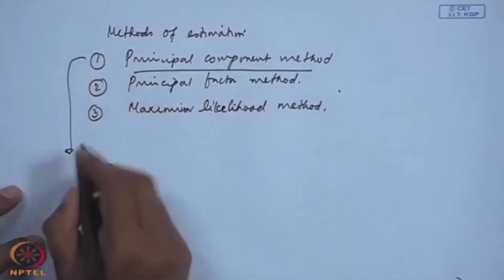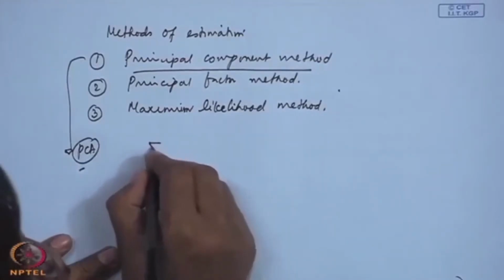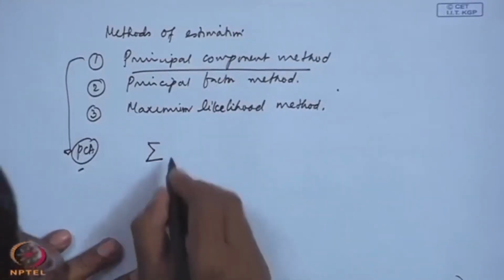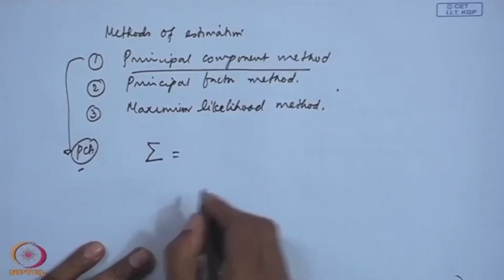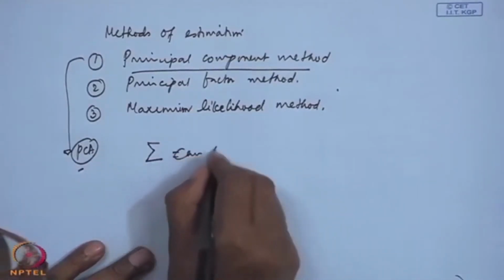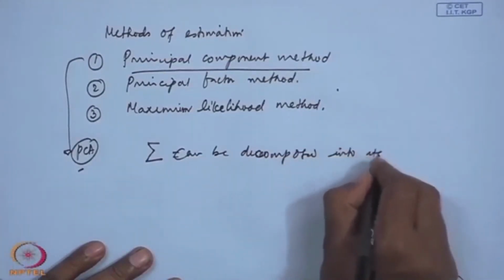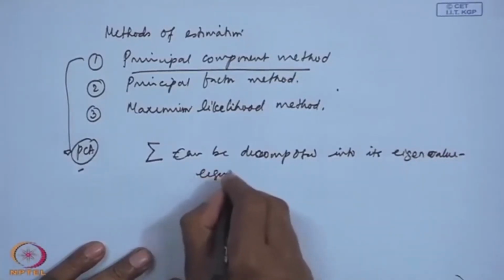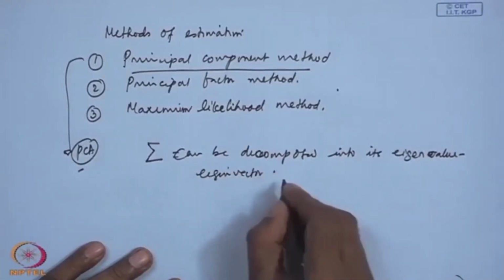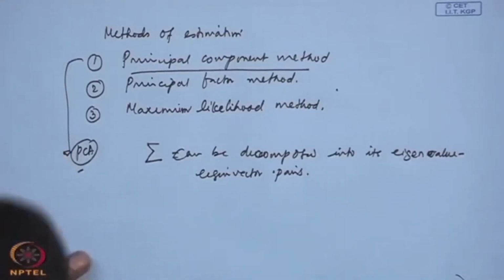It is similar to what you have done in PCA. In PCA, you have considered the population covariance matrix, and we say that this can be decomposed into its eigenvalue and eigenvector pairs. Eigenvalue and eigenvector pairs. Okay.